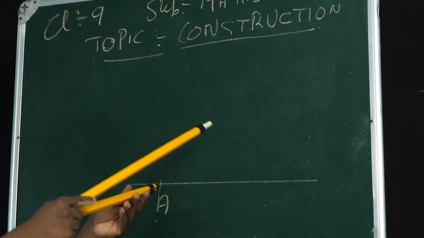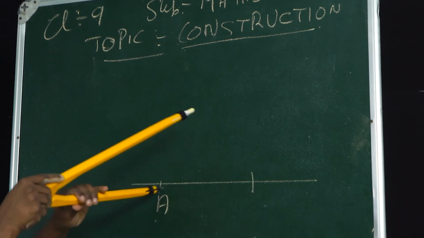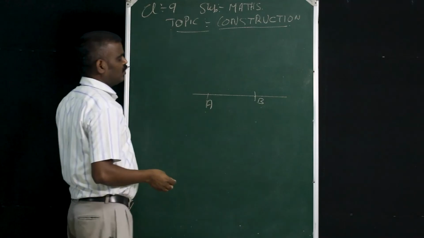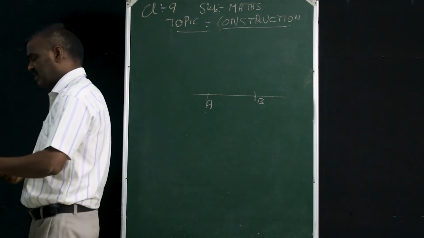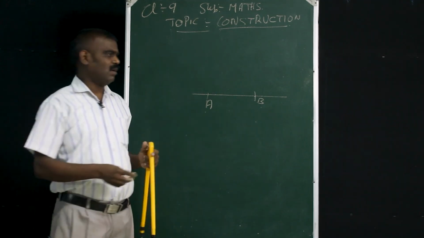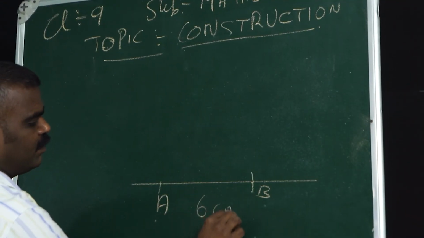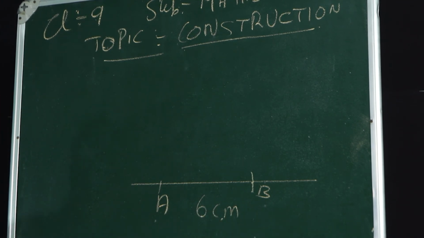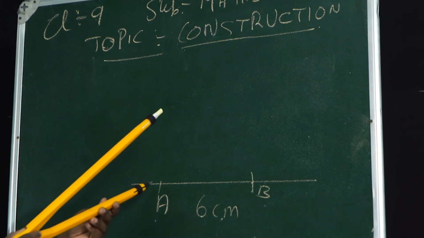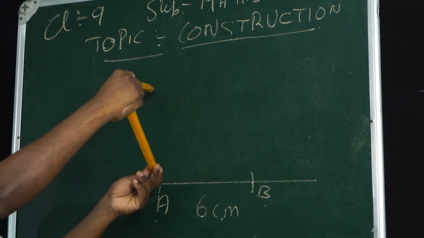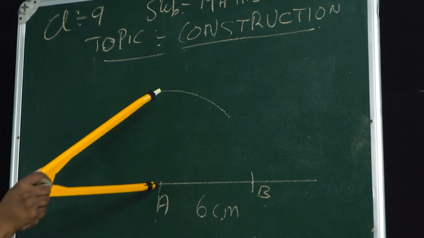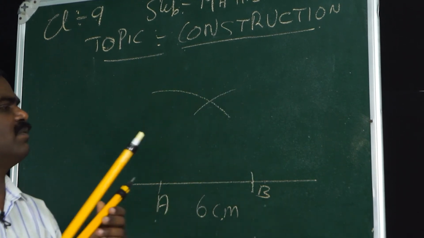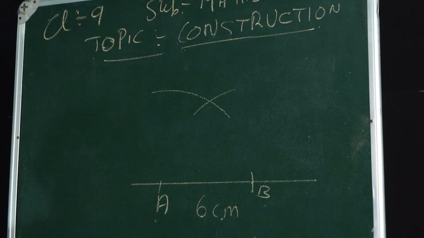Keep the compass at A and cut an arc. How much? Let me measure with the scale. For me it is 6 centimeters. Now, keep this without changing. Keep the compass at point A and cut an arc on the upper side. Again, without changing, keep the compass at point B and cut another arc.